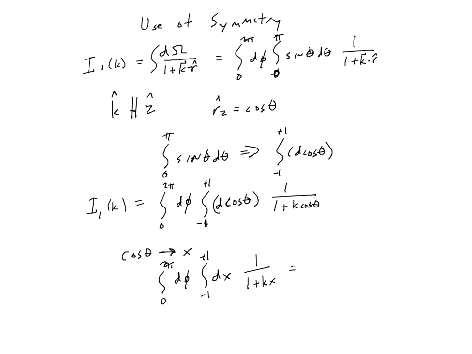When you're solving the integral, the first integral is easy. It's just going to be 2 pi because there are no phi's involved anywhere else. Then all you're really solving here is the integral from -1 to +1 of dx over 1 plus kx. And that is going to be equal to 2 pi over k times the natural log of 1 plus k over 1 minus k.